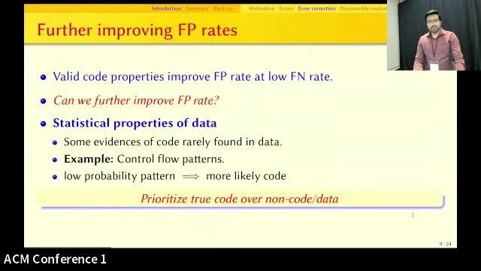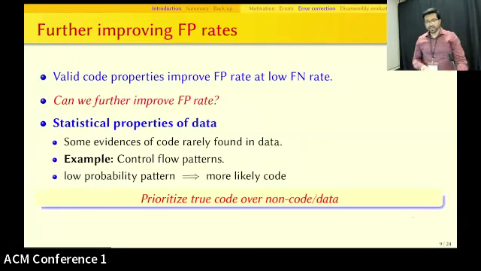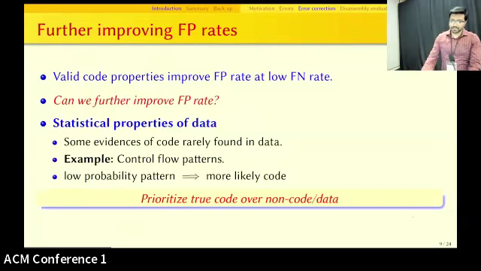So, although we have reduced false positives to some extent, we are still left with over 1% false positives. And to reduce it further, we rely on statistical properties of data. Like I said before, these are evidences of code that are rarely found in data. And it is helpful in prioritizing true code over non-code or data.